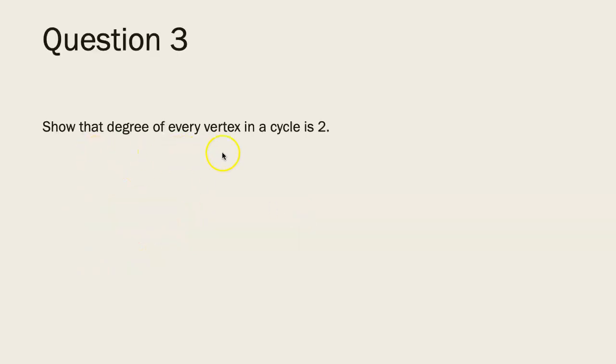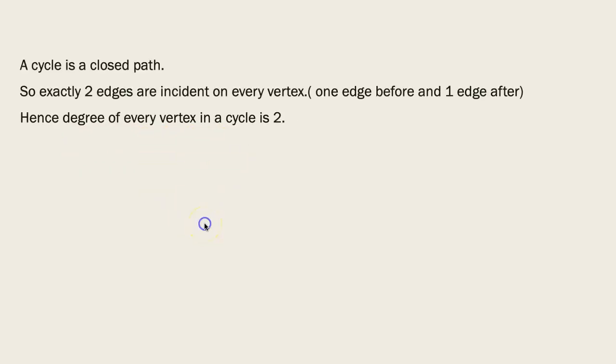Show that degree of every vertex in a cycle is 2. This is question 3. A cycle is a closed path. So exactly 2 edges are incident on every vertex, 1 edge before and 1 edge after. So degree of every vertex in a cycle is 2.